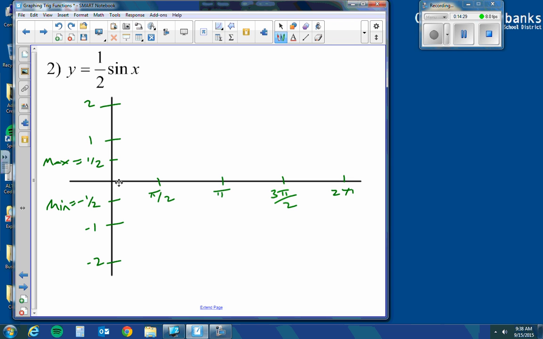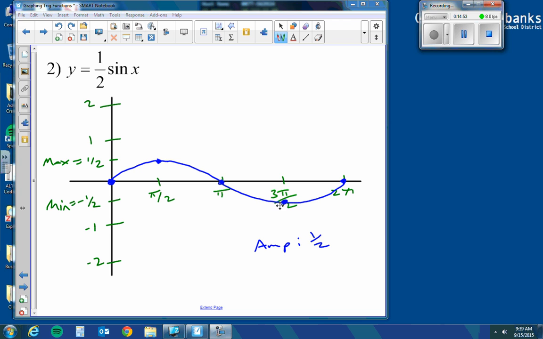And then just draw your sine graph. Start at 0, go up to a max of 1/2 this time, back to the middle, down to a minimum of -1/2. And we're done with that one. And of course the amplitude is 1/2. Here the amplitude matches the max simply because we didn't shift up or down.